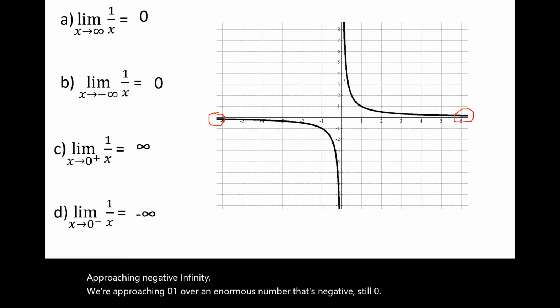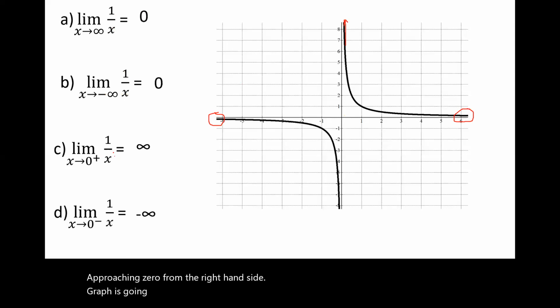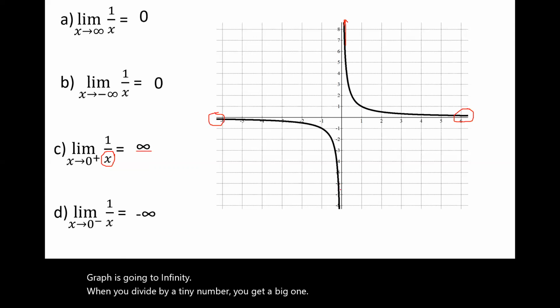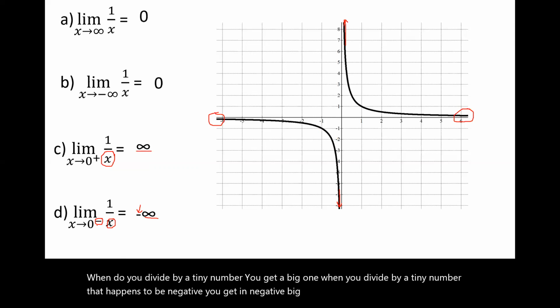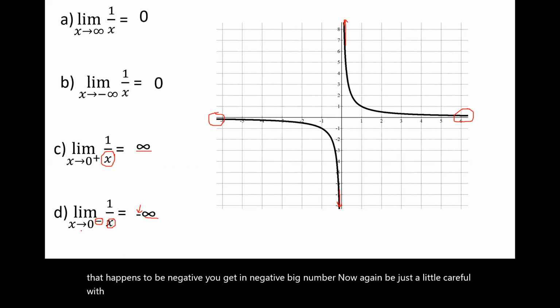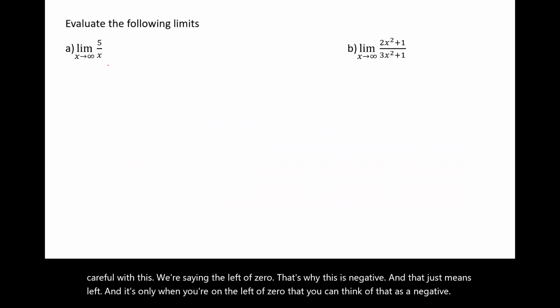Approaching 0 from the right-hand side, the graph is going to infinity. When you divide by a tiny number, you get a big one. Approaching 0 from the left-hand side, we're going to negative infinity. When you divide by a tiny number that happens to be negative, you get a negative big number. Now again, be just a little careful with this. We're saying the left of 0. That's why this is negative. That just means left. And it's only when you're on the left of 0 that you can think of that as a negative. Okay, let's try some limits.